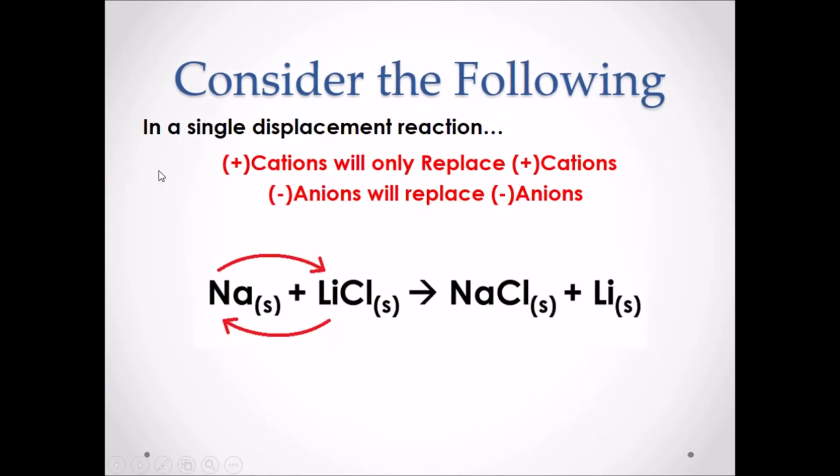Consider the following. In a single displacement reaction, we have to remember that cations, positively charged atoms, will only replace cations in the compound. And the opposite is true. Negatively charged atoms, anions, will only replace anions in the compound. For example, sodium has a charge of +1. That is a cation. Therefore, it is going to replace the cation in the compound. Lithium also has a positive charge. It is a cation. Therefore, sodium will replace lithium in this chemical reaction.